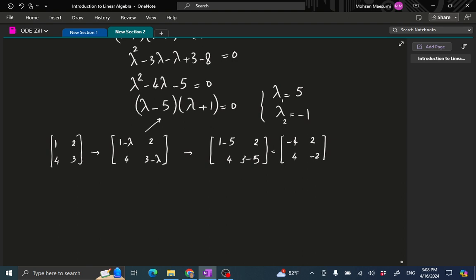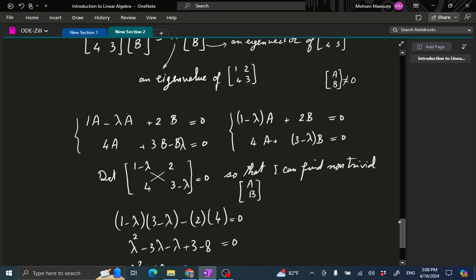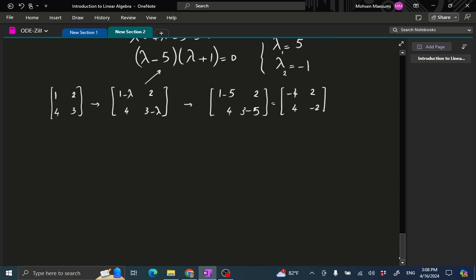Now what is our equation? You remember, after you put the lambda here, the right hand side has to be 0. We go back to that equation. So I have minus 4a plus 2b equal to 0, and the other one is 4a minus 2b equal to 0. Now notice that one of these equations is redundant. You can throw away whichever you want. This is simply that one multiplied by minus 1, or vice versa. So for 2 by 2, we can always throw away one of these equations.